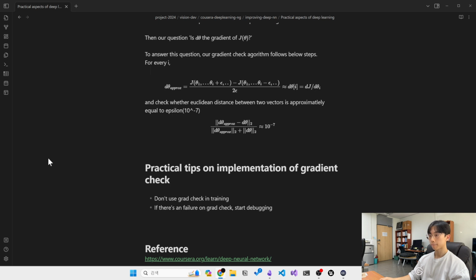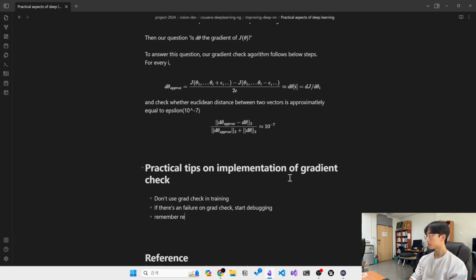Next, when doing grad check, remember your regularization term if you're using regularization.